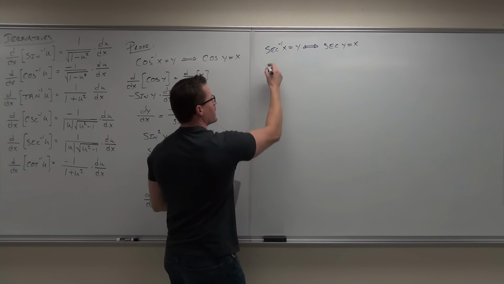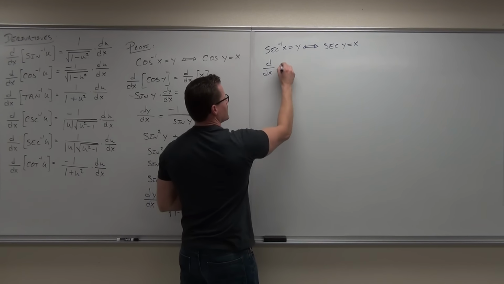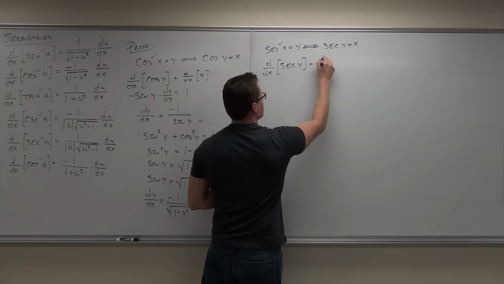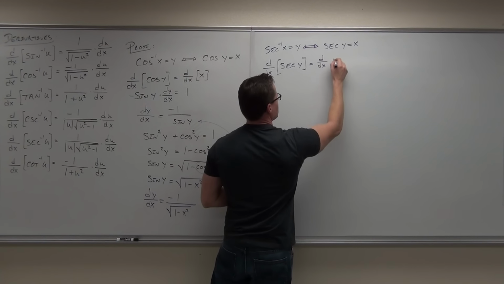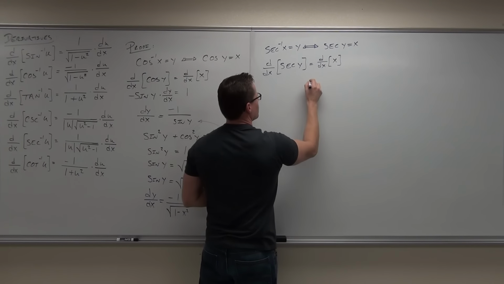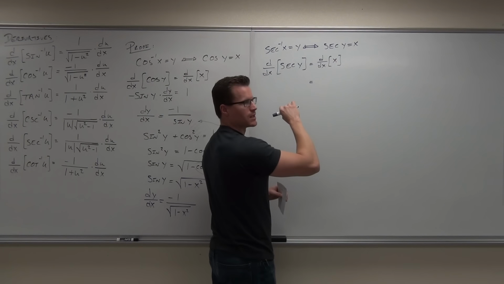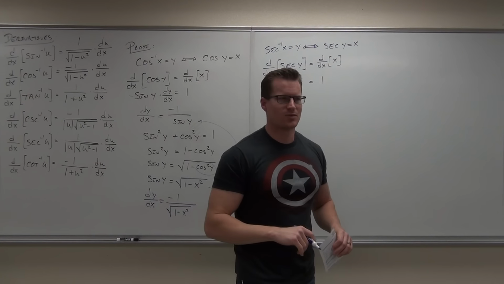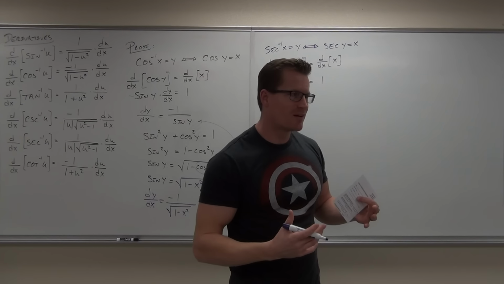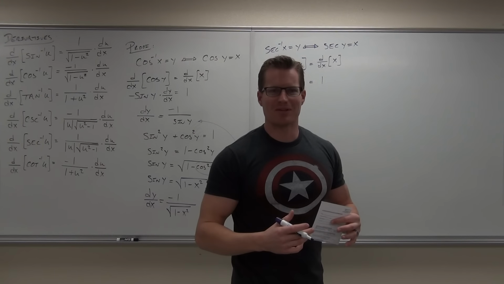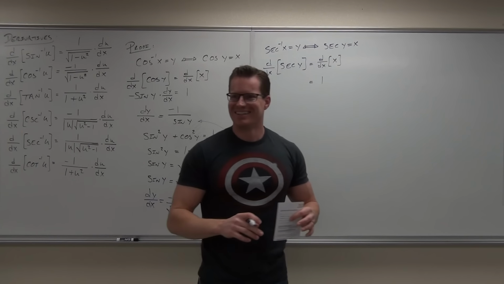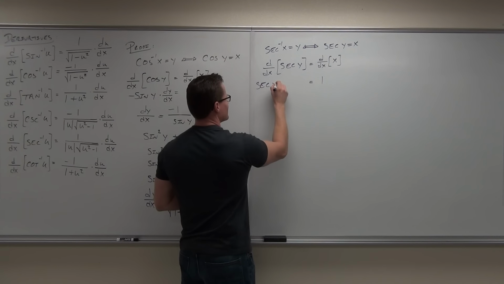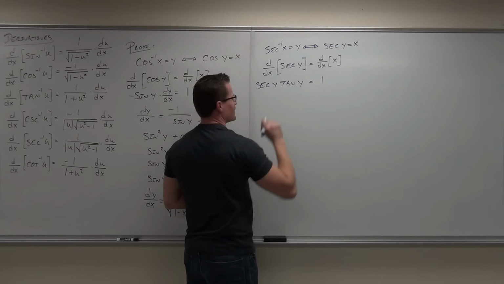Again, it's implicitly defined, so we'll take a derivative with respect to x on both sides. Okay, right-hand side, derivative, everybody. 1. Left-hand side, derivative, everybody. Well, that was too fast. Secant y, tangent y. Very good. Secant y, tangent y. You all right with that one?